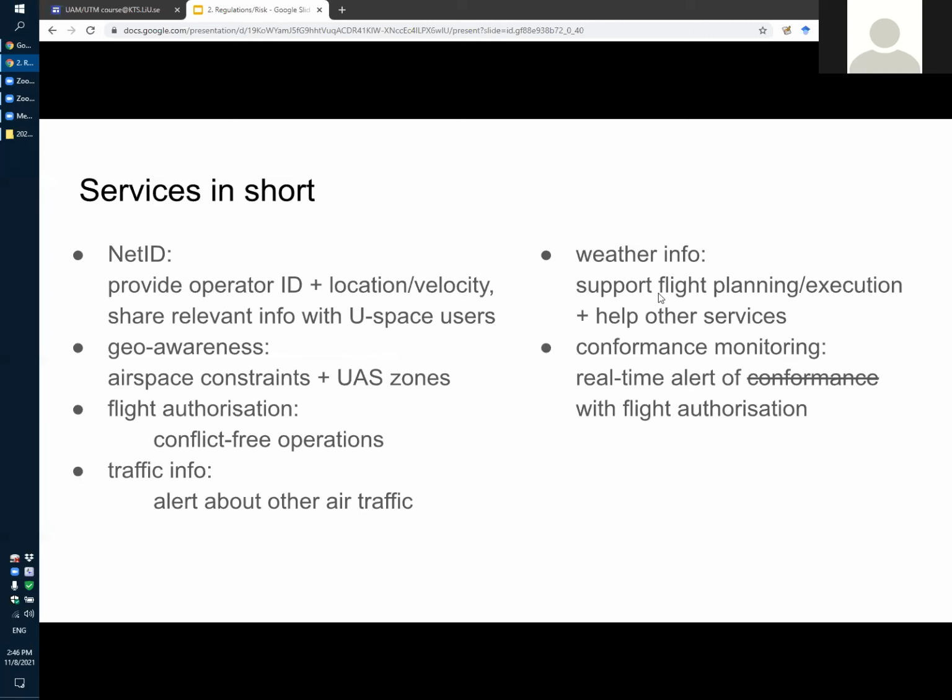The 2 non-mandatory services: weather information should help with other services, in particular with flight planning and with actual flying. Again, no surprise. Conformance monitoring, yes, what it is. You have to provide real-time alerts if the flight authorization is not conformed with. So again, I think the names speak for themselves. This time I'm pretty happy about the terminology.